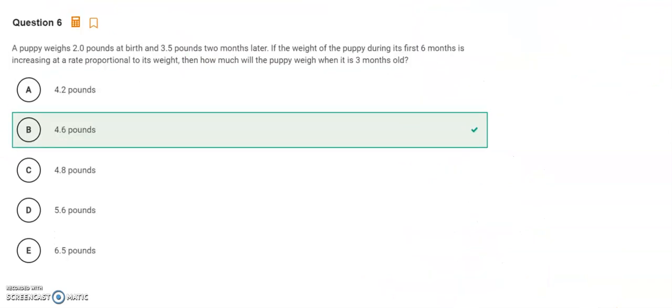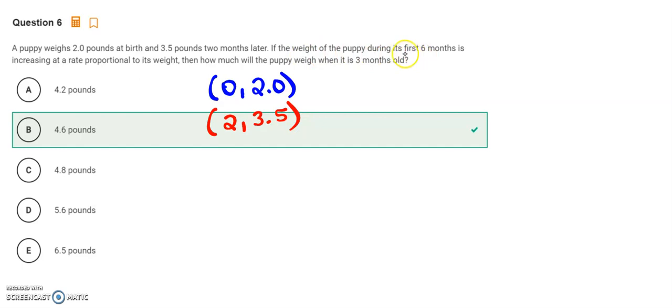Okay? Last one, a puppy. A puppy weighs 2 pounds at birth. So at time 0, we have a weight of 2.0, and 3.5 pounds 2 months later. This is a tiny little puppy.